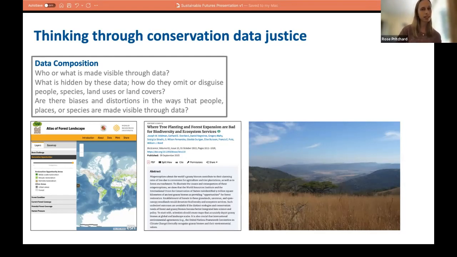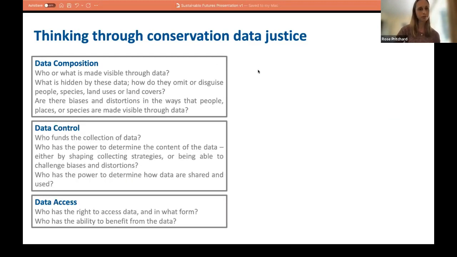So our second and third elements, we've got these elements of data control. And this is all about who funds data collection, who's got power to determine the content of data, and to challenge biases and distortions.